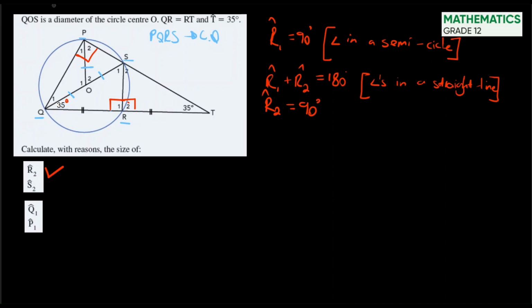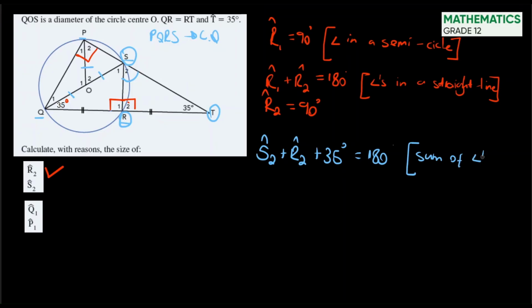So I've calculated what angle R2 is. We can move on and try to calculate the next angle, S2. We need to find what angle S2 is. So angle S2 is there. If we look at triangle RST, we see that it's a right angle triangle. So we can safely say angle S2 plus angle R2 plus 35 equals 180 degrees. And the reason: sum of angles in a triangle gives us 180.